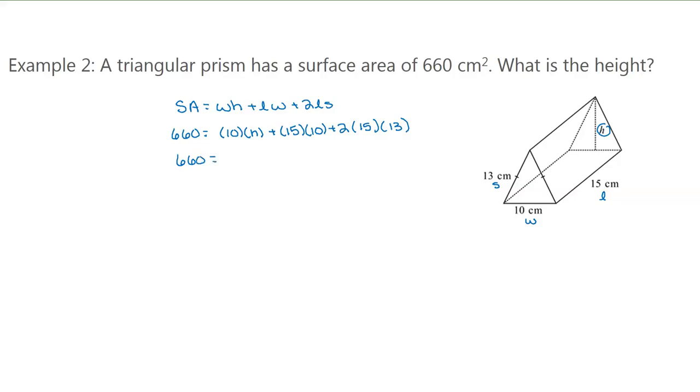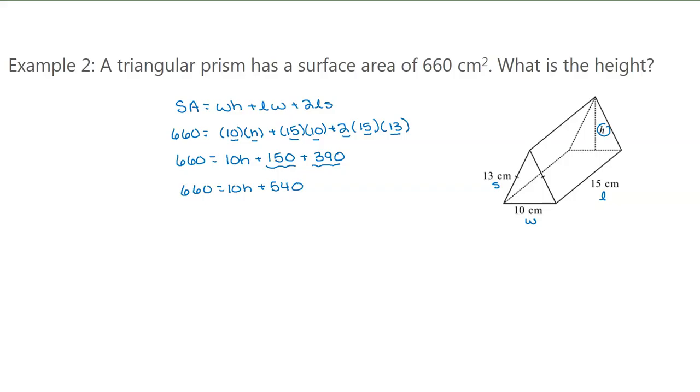Let's go ahead and multiply. 10 times H is simply 10H. 15 times 10 is 150. And 2 times 15 times 13 is 390. Now these are the like terms here that I can add together. So that works out to be 540.